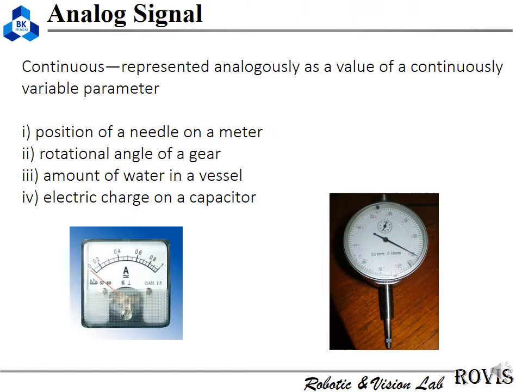And for the analog signal, there are a lot of components that can produce an analog signal. This is the position of a needle, the rotation angle of a gear, the amount of water in a vessel, or electric charge.